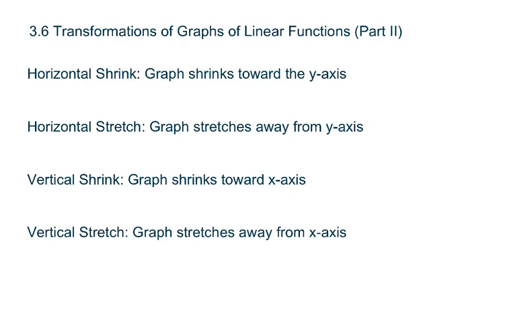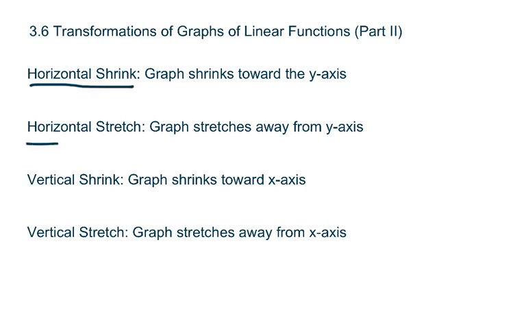This is the second part of section 3.6, transformations of graphs of linear functions. In the first part, remember we visited translations. One type of transformation was translations, which is just a slide or a shift of a graph. The second transformation was a reflection, where we flip the graph over a line, usually the x or the y axis. In this second part, we're going to talk about the third type of transformation, and that would be a stretch or a shrink.